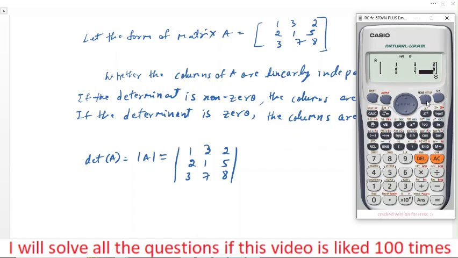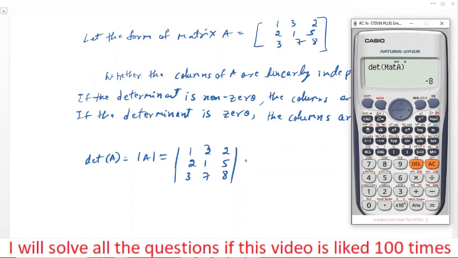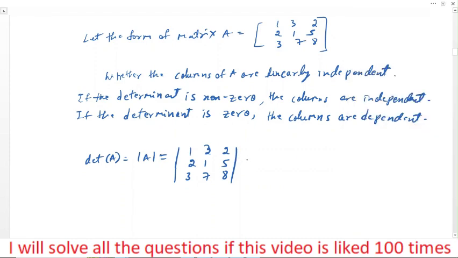Now we press AC, shift, 4. We want the determinant, so I'll take option 7. Again shift 4. The values are stored in matrix A, so I'll take 3. Then press equal to. Here we can see the determinant is non-zero. Easily we can see that. So just mention here the determinant is not zero.